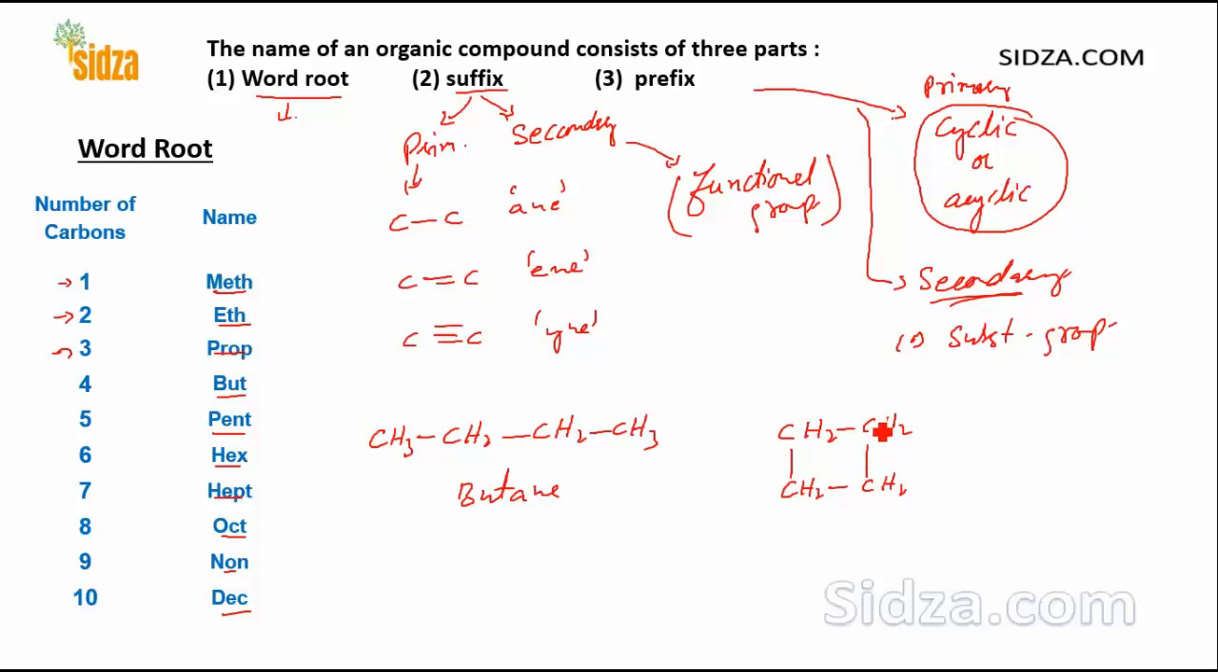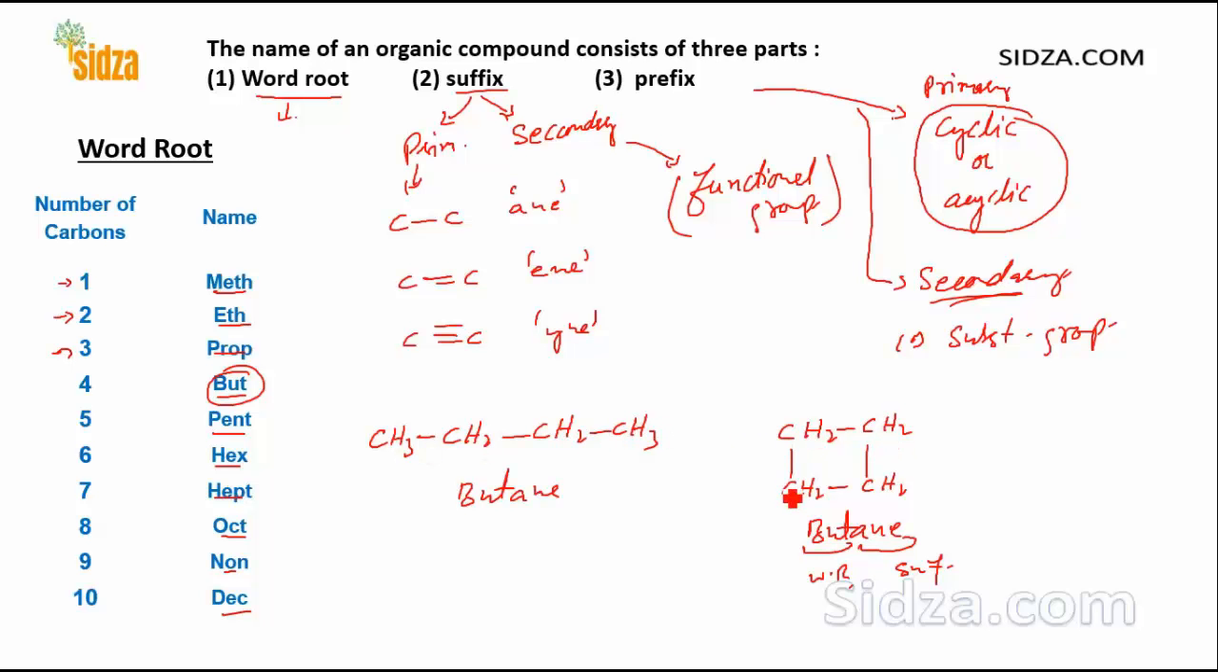Here again we find only 4 carbon atoms, so the word root will be but, right? And there is only single bond, so ane. Ane here is the suffix, right? This is the primary suffix, and but here is the word root. But this molecule is cyclic, right? It's not like this molecule, which is an acyclic.